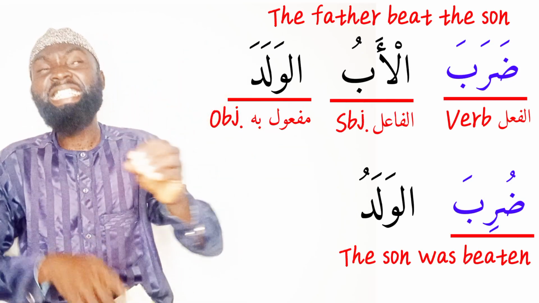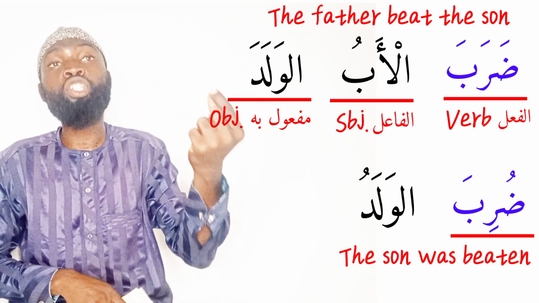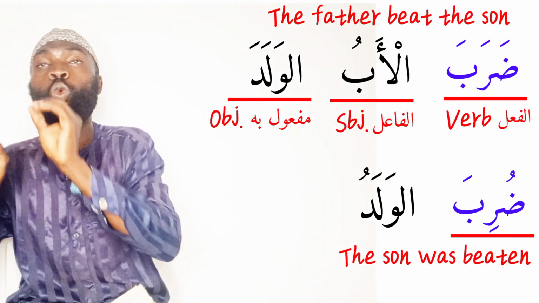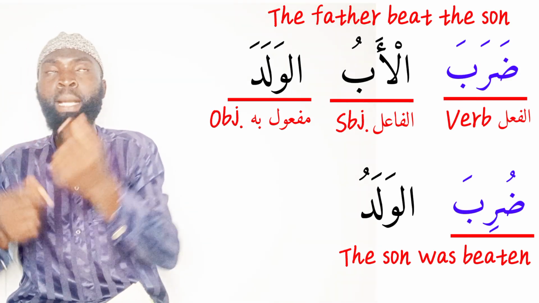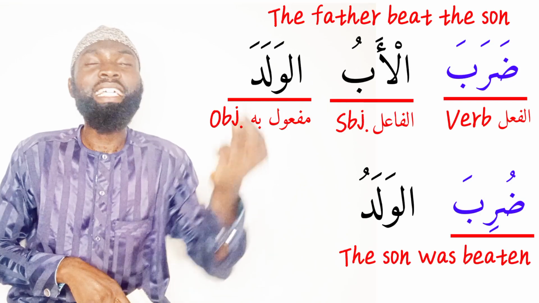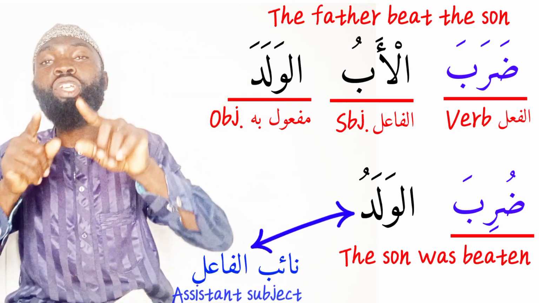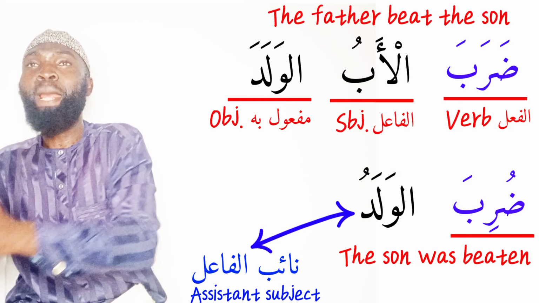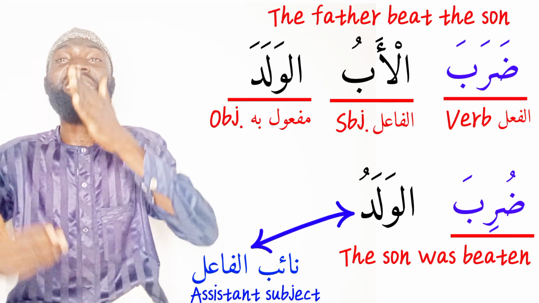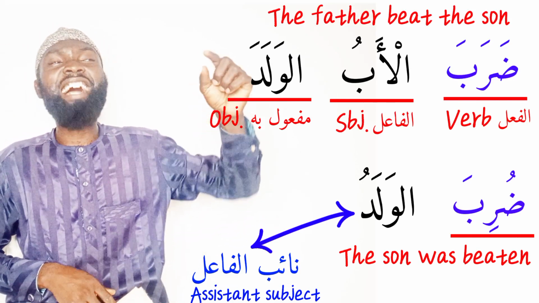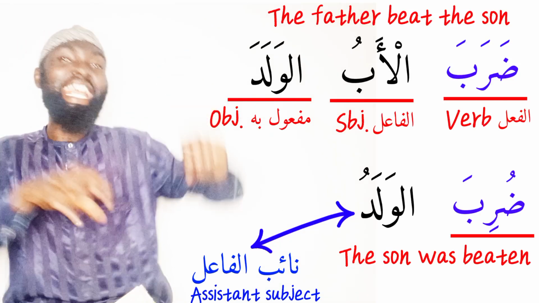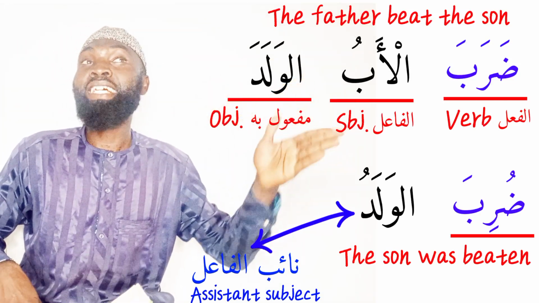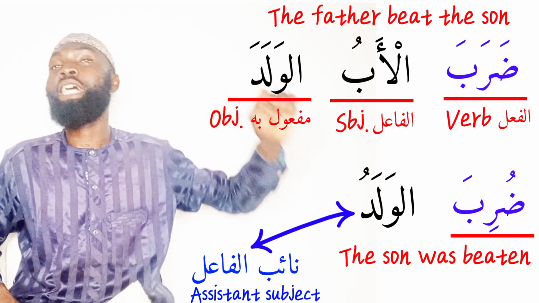The second is that the word which was originally the object of the sentence, because al-walada was originally the object, but now it becomes what? Na'ibul fa'il, which we call the pro-agent or the deputy of the subject, because this is now an assistant subject. Therefore, it carries the rule which was guiding the subject of the sentence, which makes it now carry damma. So that's why we have duribal waladu.